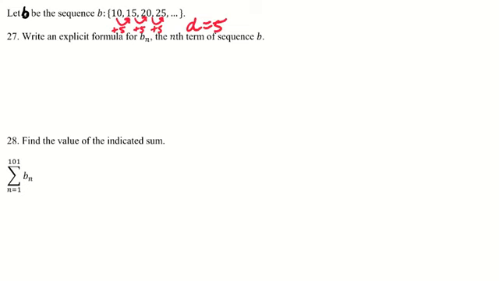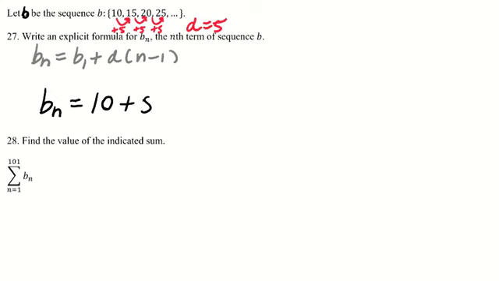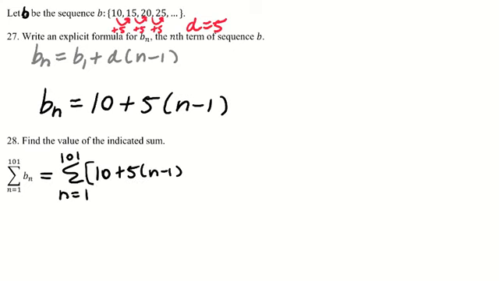Remember that the nth term of an arithmetic sequence is given by the first term plus the difference times n minus 1. So b sub n is going to be the first term, 10, plus 5 times n minus 1. And the value of the indicated sum. Well, they're asking me to add up the first 101 terms. So this is 10 plus 5 times n minus 1. These are the things we're adding together.